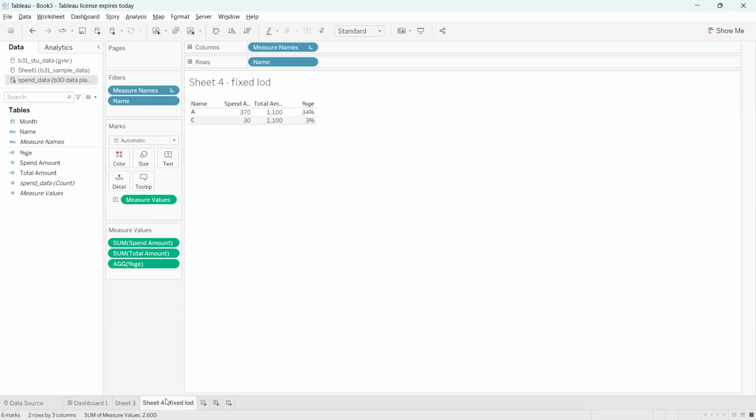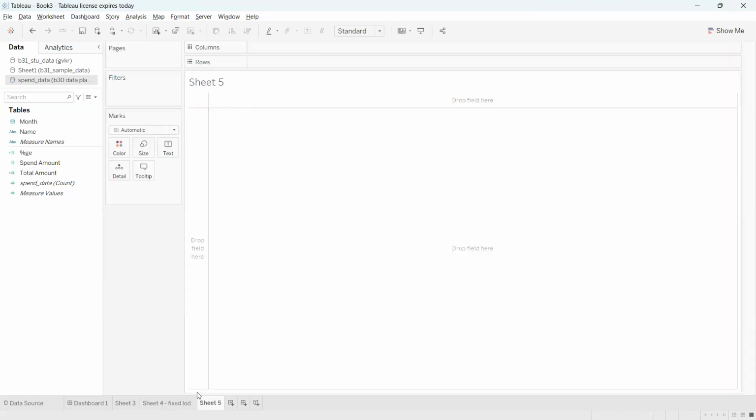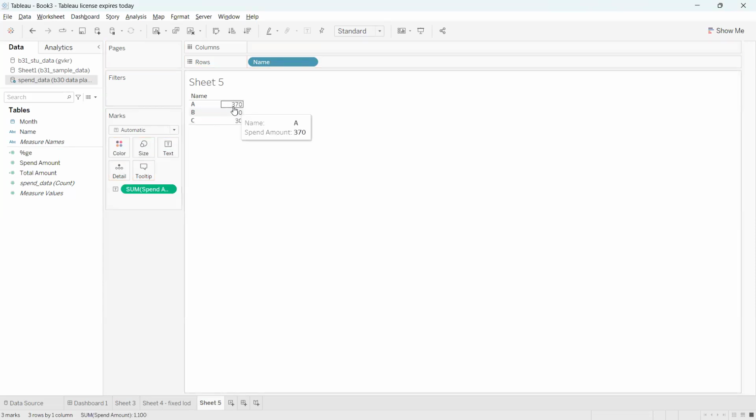Fixed LOD. And you see, without using fixed LOD also, I can achieve my same requirement using other options. Let me show you what the other options are, and I will tell you what the limitation is with them. I'm going to sheet 5 here, drag the name person into the row shelf, drag the spend amount into the text here. I can see 37%, 730%.